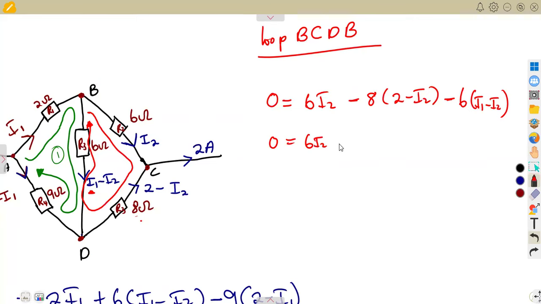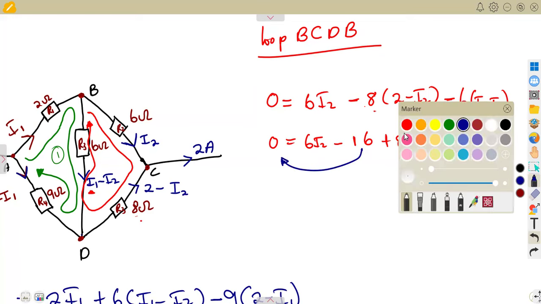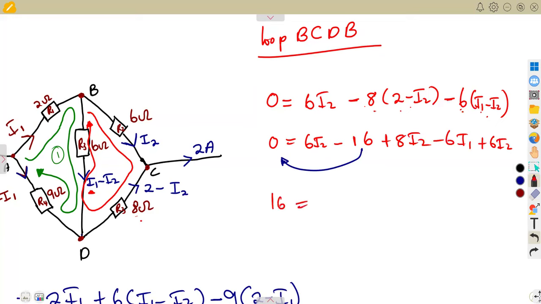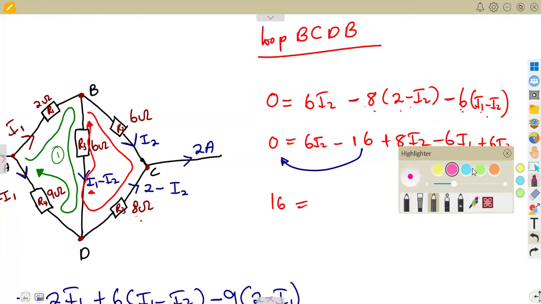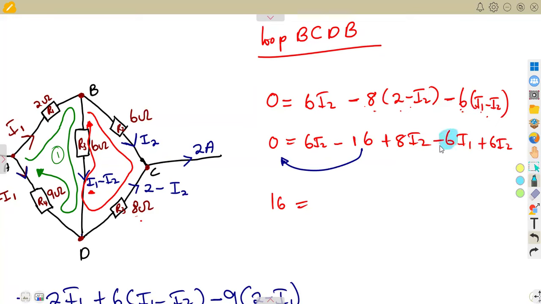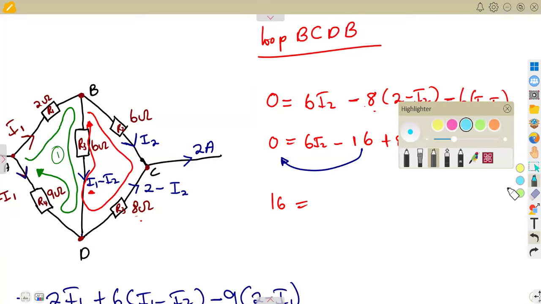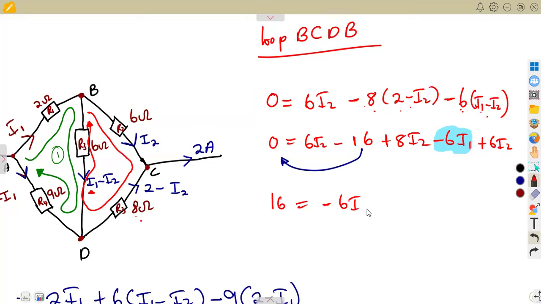Then I can expand the brackets. Minus 8 times 2, that's minus 16. Minus 8 times minus I2, that's positive 8 I2. Minus 6 times I1. Minus 6 times minus I2, that's a positive 6 I2. So you can even transpose the negative 16 to the other side of the equation, and it becomes a positive. That 16 is equal to, are we having any like terms in terms of current 1? There is just this I1 here, so that's minus 6I1.